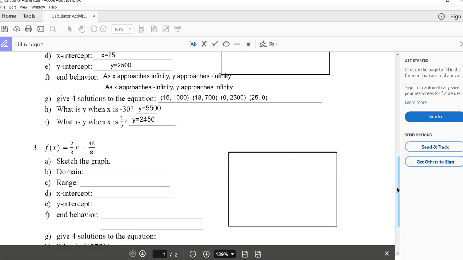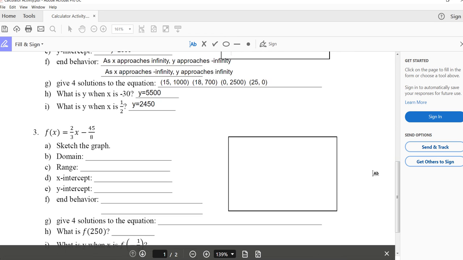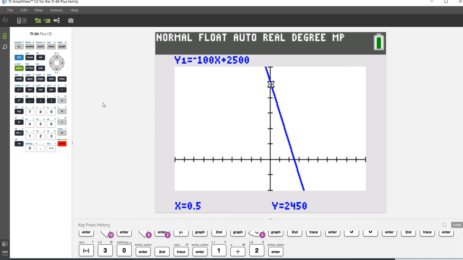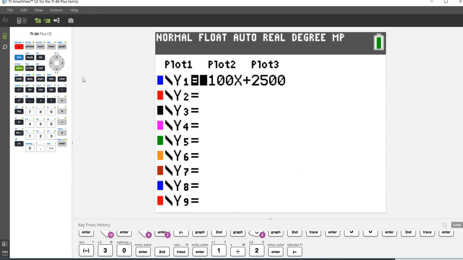Let's go on to number 3. Number 3, is this already in slope-intercept form? Well, f of x takes the place of what? F of x takes the place of y. Okay. So this is already in slope-intercept form. So I'm going to go back to my graph. I'm going to go to y equals. I'm going to clear that out.